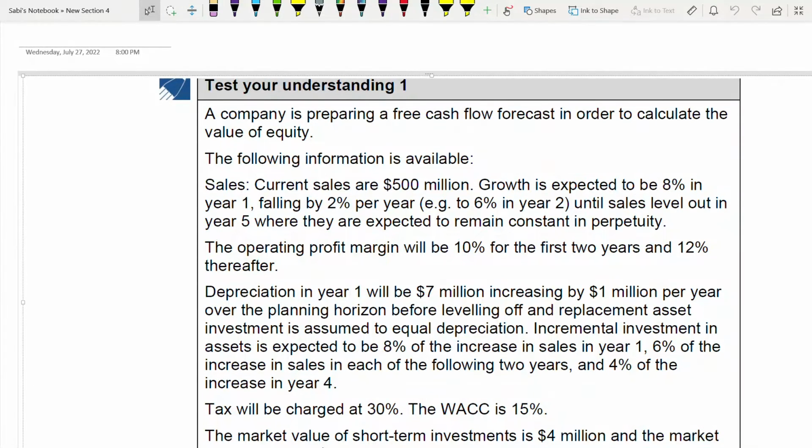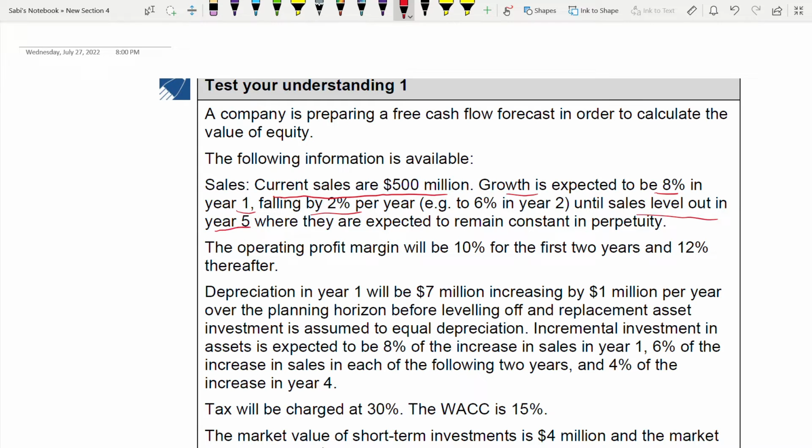So here a company is preparing free cash flow forecast. In order to calculate the value of equity, the following information is given. This is how information will be given even in the real exam to you. Okay, sales has been given. Current sales is 500 million. Growth is 8% in 1, falling by 2% per year. Falling by 2% per year means first year 8, second year 6, third year 4%, like that. Okay, and until sales level out in year 5.